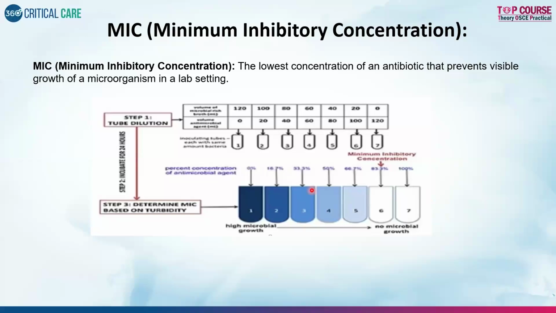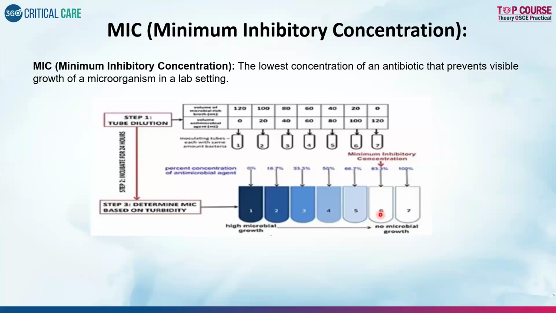As you can see, the turbidity, or the darkness of the blue shade, becomes lighter towards 5, and it becomes completely absent or very clear in 6. So at this particular concentration there is complete removal of that pathogen from the test tube. That becomes the minimum inhibitory concentration required to completely clear the isolate from that test tube. Understood?